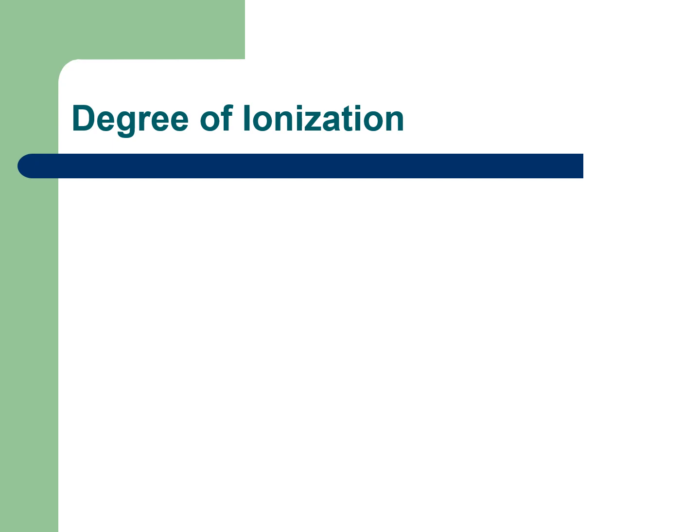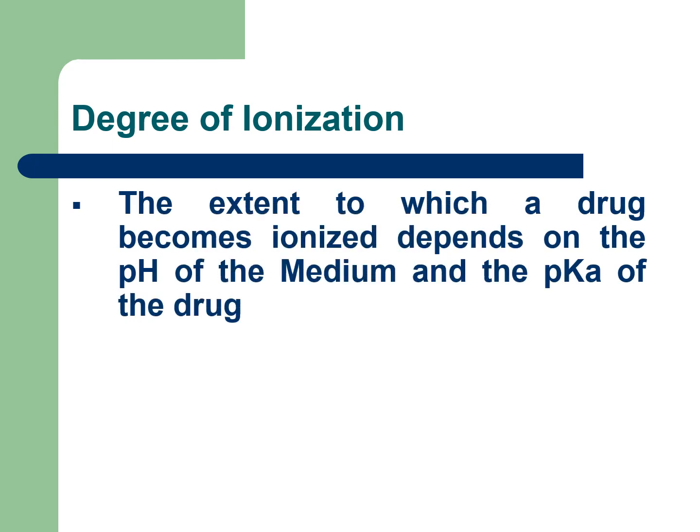Now let's move on to today's topic, which is the degree of ionization of a drug. So how do we define it? The extent to which a drug becomes ionized depends upon two things: pH of the medium and pKa of the drug. Students, kindly note this point. Ionization depends upon two factors, pH of the medium and pKa of the drug.